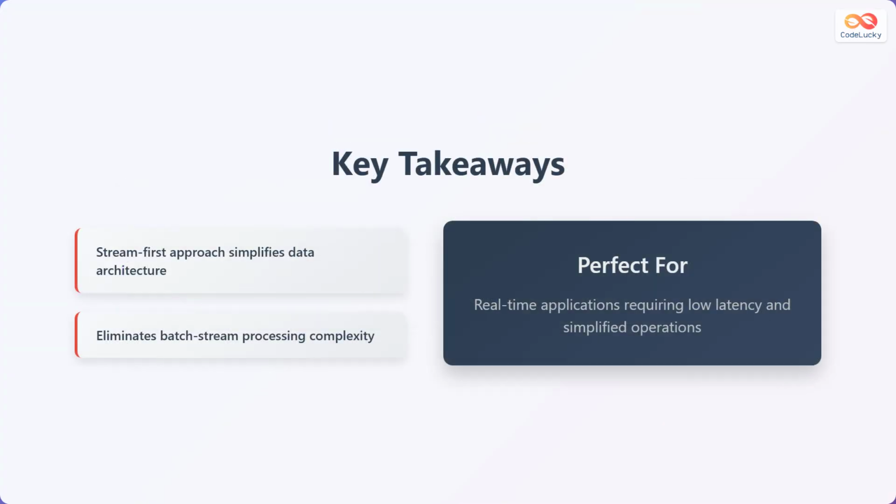To summarize, Kappa architecture adopts a stream-first approach to simplify data architecture, eliminating the complexity of batch and stream processing. It is perfect for real-time applications requiring low latency and simplified operations.